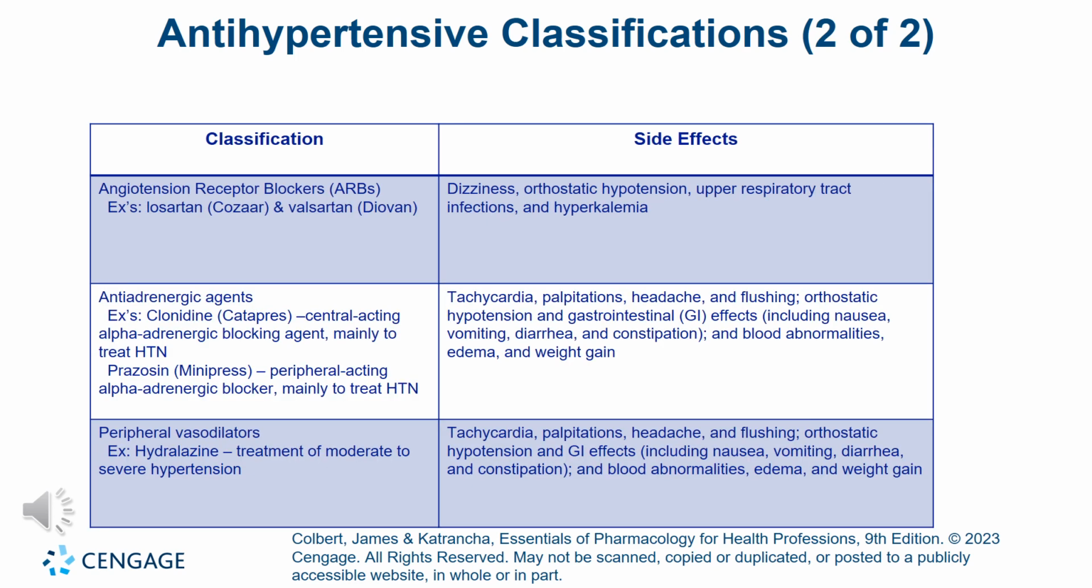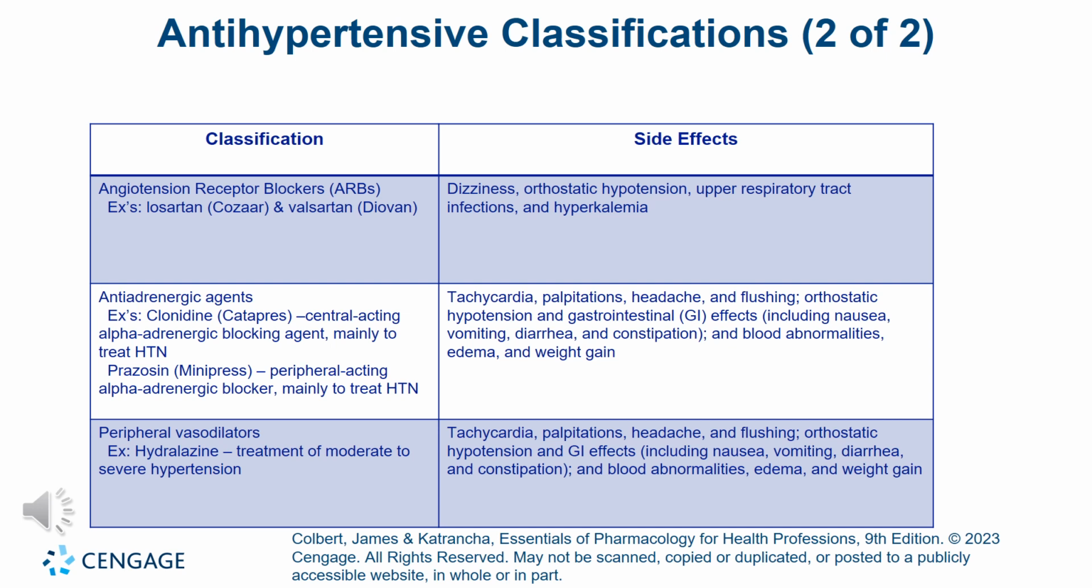The next 3 antihypertensive classifications include angiotensin receptor blockers, or ARBs. Examples of these are losartan or Cozaar and valsartan or Diovan. These are similar to your ACE inhibitors, but they're generally used as alternatives. Side effects are relatively uncommon with ARBs, but they can include dizziness, orthostatic hypotension, upper respiratory tract infections, and hyperkalemia.